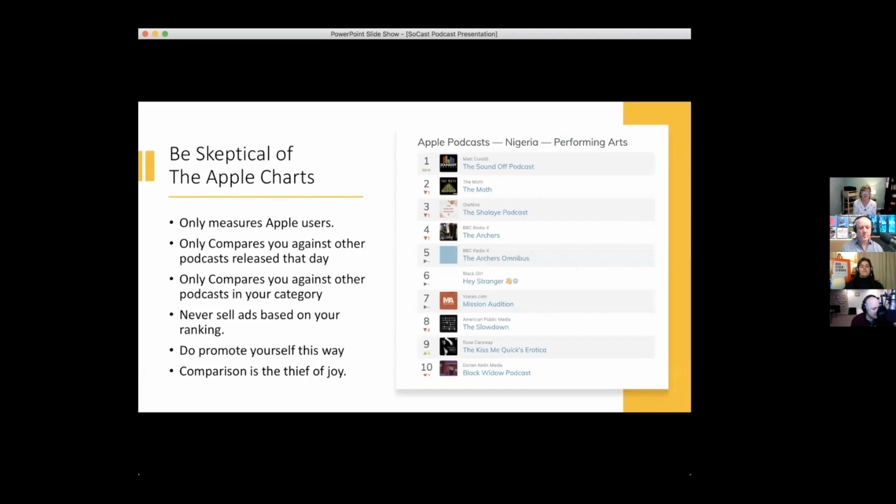Apple charts, and this will be the last of this, is a bit of a warning about the person who says that we're number 2 on the whatever chart. Again, we're only measuring Apple users. Maybe you're popular on Spotify, which is actually becoming a very popular app to use. So if you have Spotify, a lot of your listeners are not playing in this ballpark.